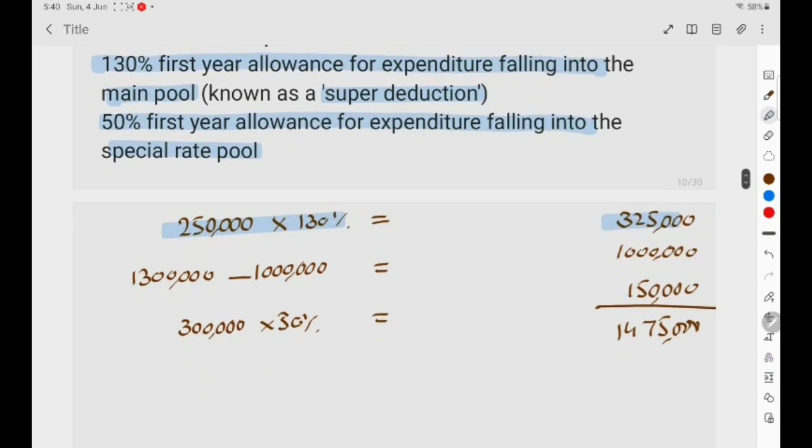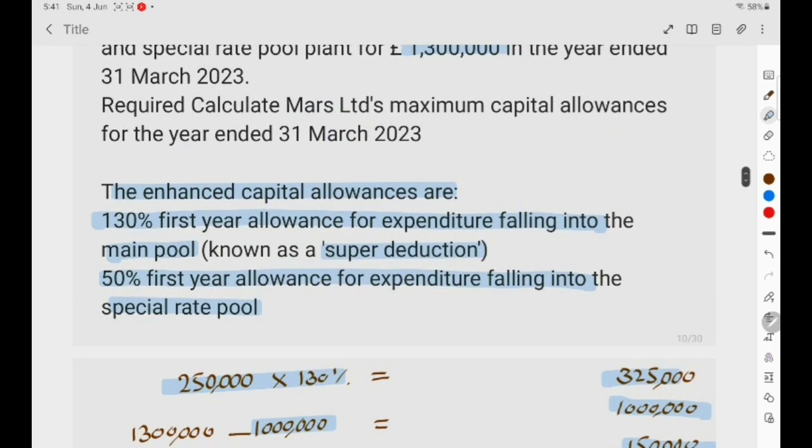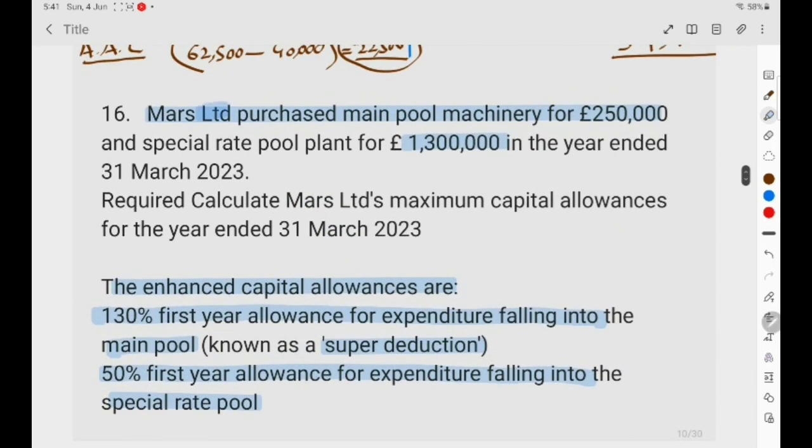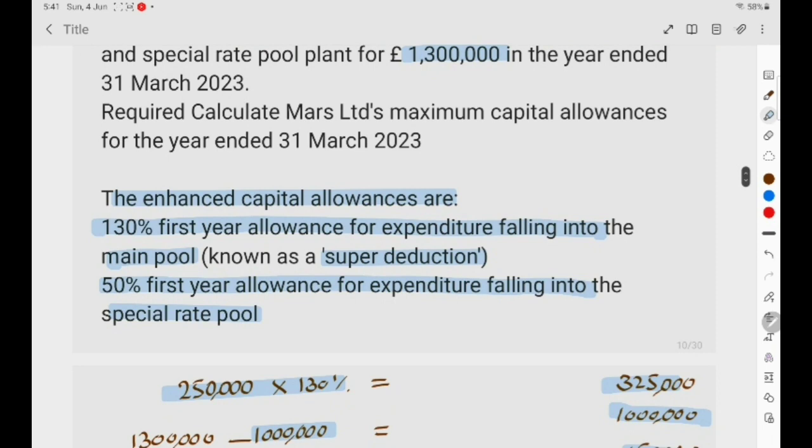So on the special rate pool, before giving the 50% first year allowance, we provide the annual investment allowance of 1 million. And on the amount in excess of the annual investment allowance, that is 3 lakh, 50% allowance is provided, and that is 50% of 3 lakh, 1,50,000. So total is 14,75,000. So remember that this super deduction allowance or enhanced capital allowance is only for companies. So if the word limited is mentioned, then you have to calculate the super deduction allowance or enhanced capital allowance.